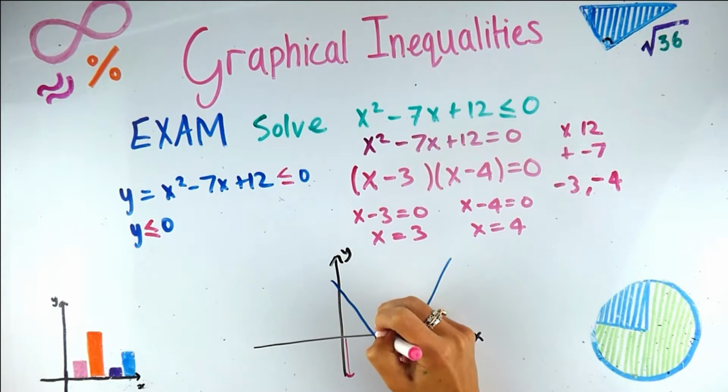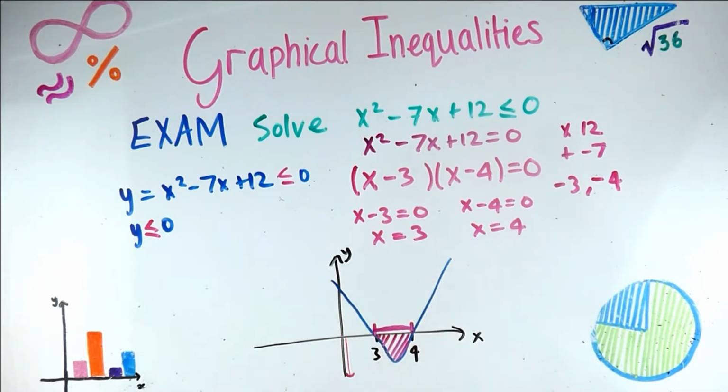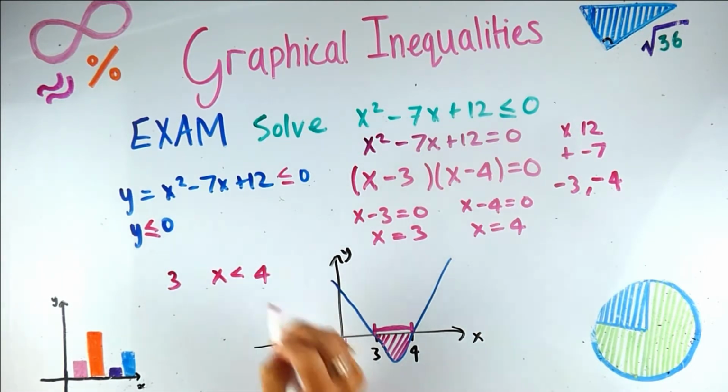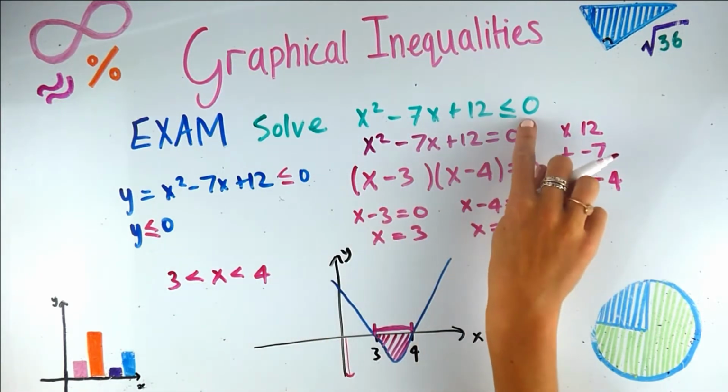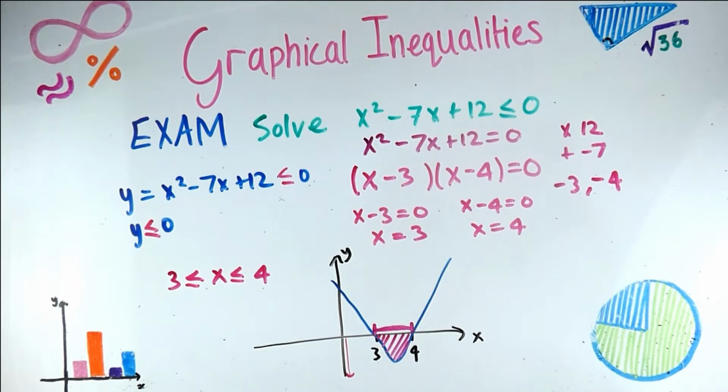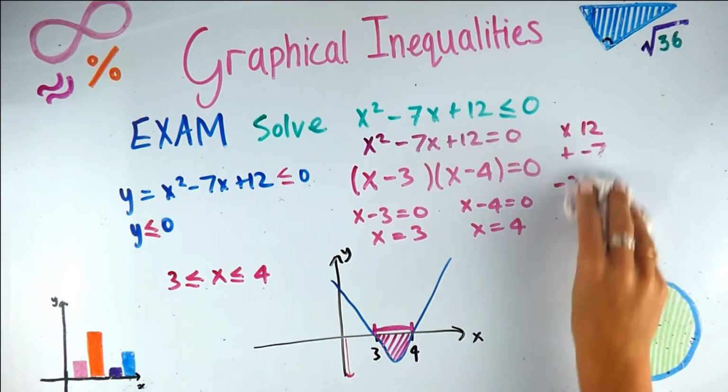So the x values can take any value along this line. They can go from 3, in between 3 and 4, up to 4, and because there's an or equal to sign in the question, you can put them in your answer. Well, not you can, you have to. So let's do another one.